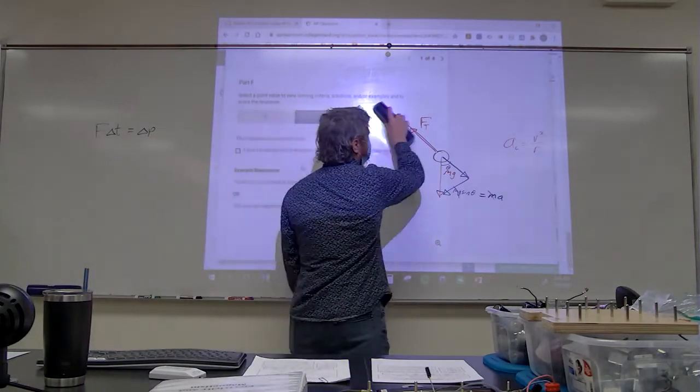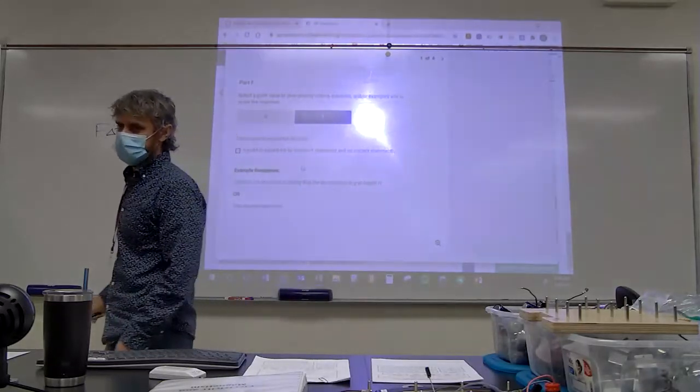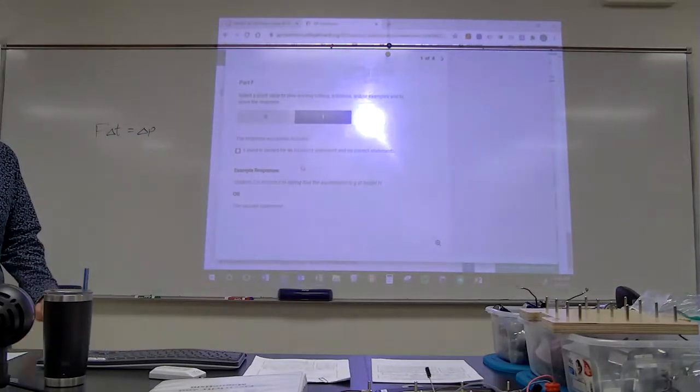So student 2, they're both wrong about what the value for the acceleration actually is, but they did have correct statements, at least conceptually.